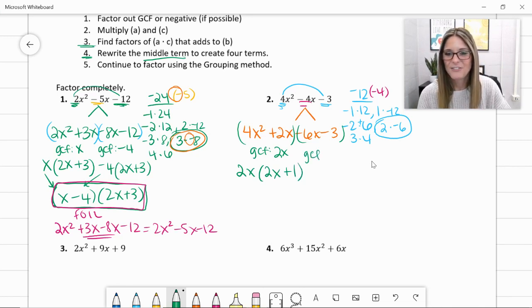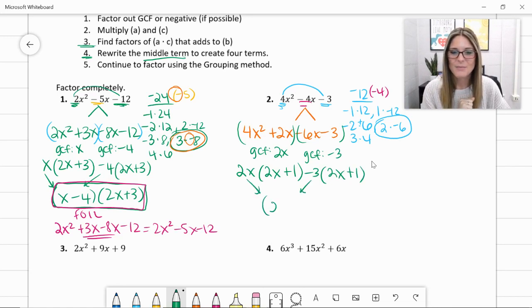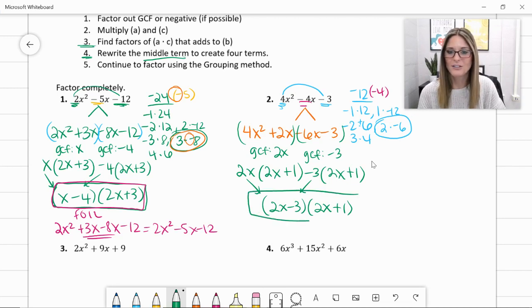Second GCF. In the second set of parentheses, I need to get rid of the negatives there. So a negative and a 3. So let me write negative 3, and what will be left? A 2x plus 1. You see my parentheses are matching? So let's pull our GCFs together to make our binomial. And then our parentheses that repeated, 2x plus 1, I write that once. So there's our factored form.